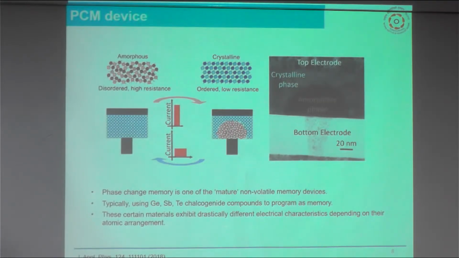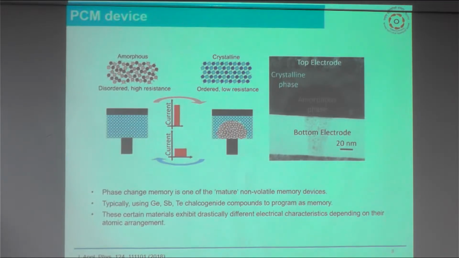So this is the way by which our PCM device works, and we can use it as a synapse application. Phase change memory is one of the mature non-volatile memory devices that has potential, and it typically uses germanium, antimony, telluride chalcogenide compounds to program as a memory. This material exhibits drastically different electrical characteristics depending on its atomic arrangement.